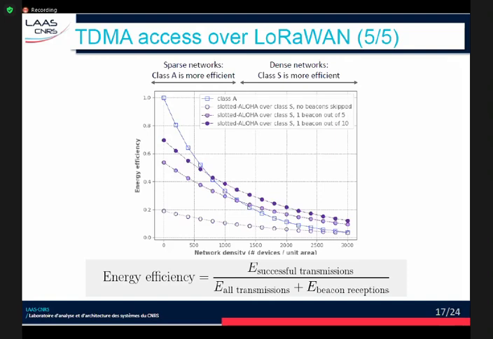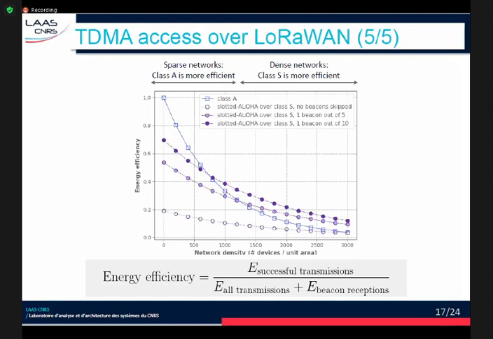This is the energy efficiency of class A, the basic LoRaWAN access. And we have compared that with class S. Here it's class S without skipping beacons, but if we stop listening to all beacons that arrive and listen to 1 out of 10, for instance, we save energy. So the energy efficiency grows up until here, where we have 1 out of 10 beacons listened to. Of course, this puts a problem of synchronization of the system, and we have to take this situation into account.